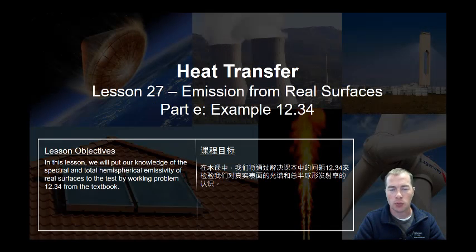This is the final part of Lesson 27 in heat transfer. In the final part of Lesson 27, we will look at Example Problem 1234 in your textbook. This problem can be found in the end of chapter problems in Chapter 12.